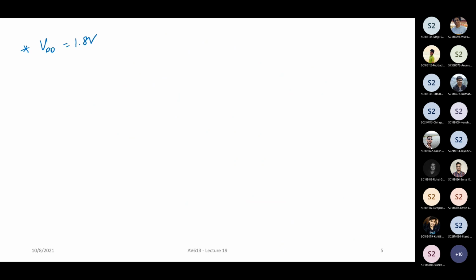I have seen students who, for their assignments or their projects, will be sweeping VDD also, from 0 to 3 volt, and they'll come up and say, okay, at 3 volt, I'm getting some nice results. So don't do that. VDD is fixed at 1.8 volt. That's it. All right.